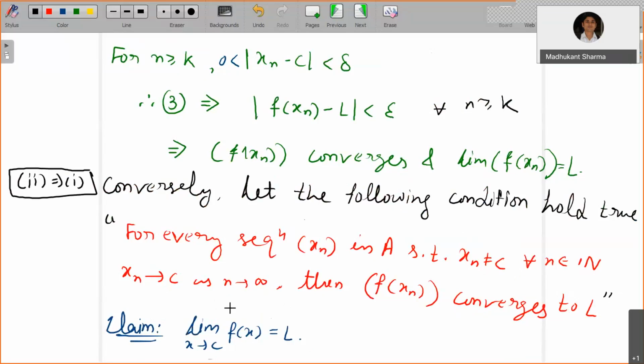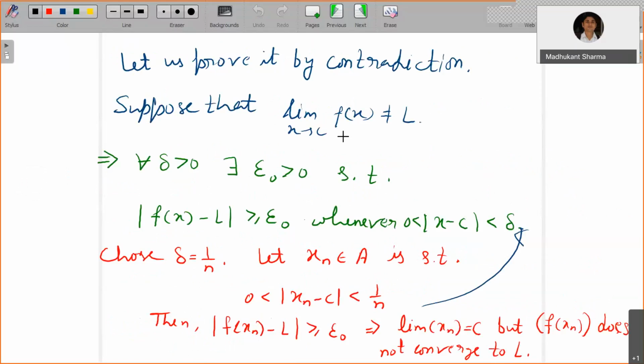So we are going to use contradiction. Suppose that the limit as x tends to c of f of x is not equal to L. Then you are going to use the negation of the definition, and then you are going to expect a sequence in A satisfying this condition, but f of xn will not converge to L. Then our assumption was wrong, and we have established our claim. So suppose that the limit is not equal to L.